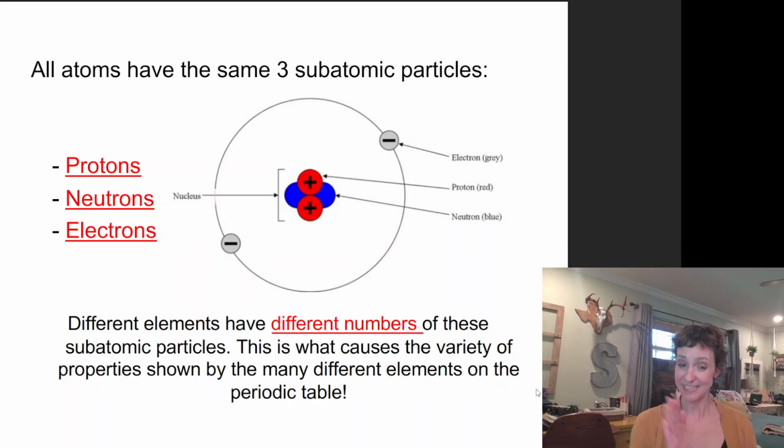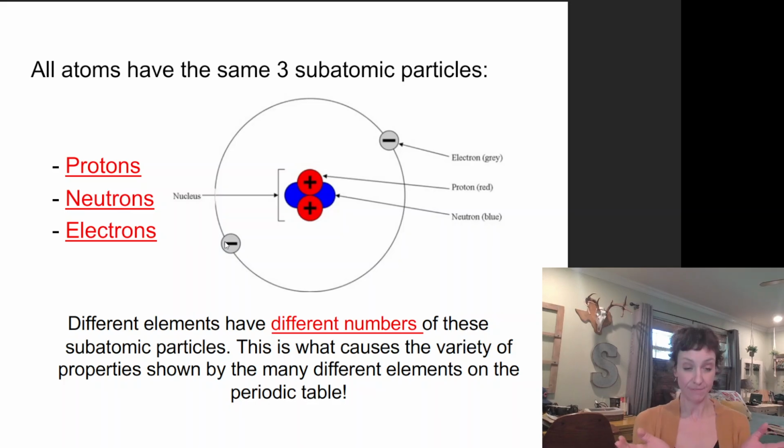Okay, hopefully this is review for you guys. Hopefully the terms protons, neutrons, and electrons are not new for y'all. Protons, as you can see, are positively charged, and they are in the nucleus of the atom. Neutrons are neutrally charged. So this blue thing right here is also in the nucleus of the atom. And then my electrons, which are on the outside of the nucleus, are negatively charged.